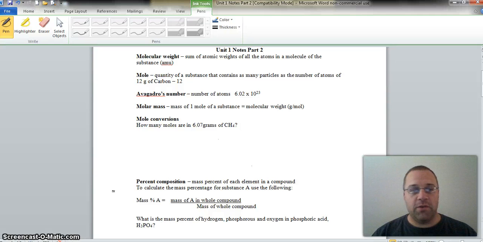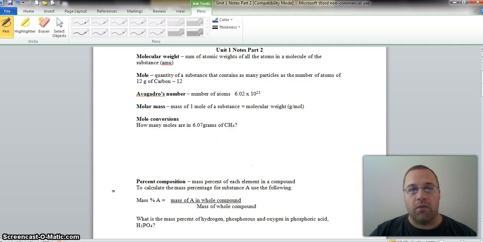Unit 1 notes part 2 is about converting from grams to moles or moles to grams, which we actually don't get to in this, but it's the same basic thing, just going backwards. It involves the molar mass. You can look at the start of the notes. It has the molecular weight, the mole, the Avogadro's number. That's all stuff that should be reviewed.